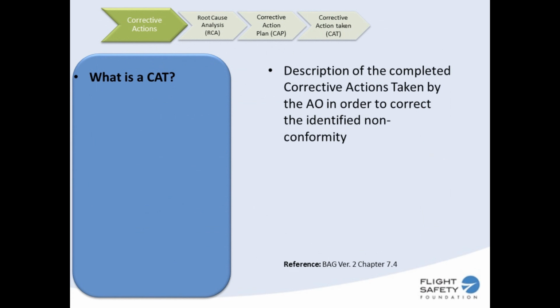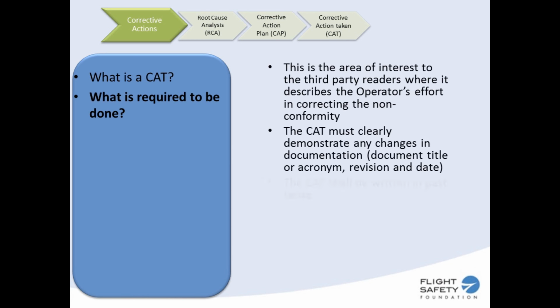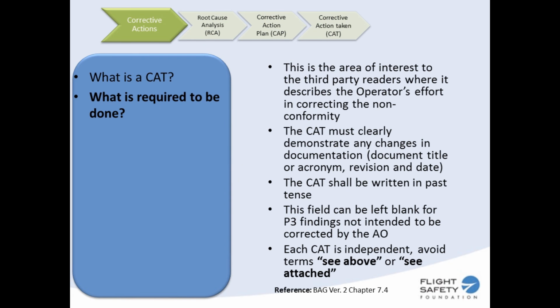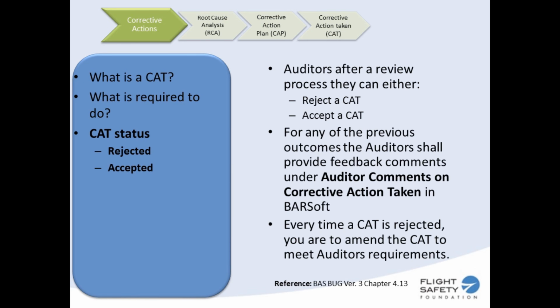Next, the operator must fill in the Corrective Action Taken, or CAT, field, which is a description of what was actually done to address the nonconformity. The corrective action taken should be written in the past tense, as it's an indication of what has been done. Each and every corrective action is independent of the others, so please avoid using "see above" or "see attached" as a response.